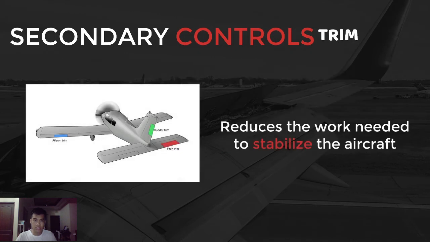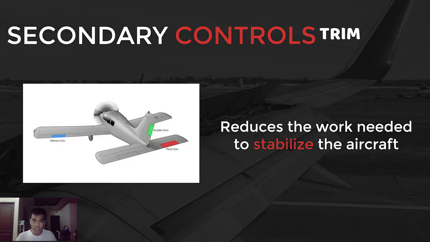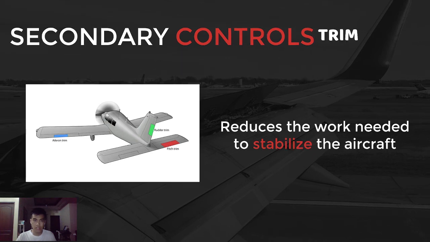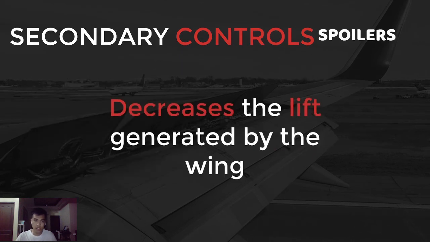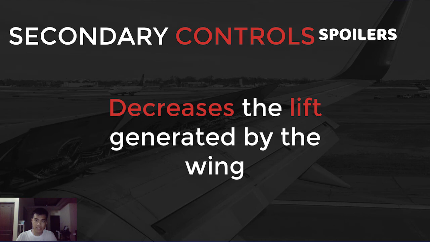Next, let's proceed to the trim tabs, which reduce the work needed to stabilize the aircraft by counteracting the aerodynamic force produced by the primary controlled surfaces. It lets the pilot lighten the grip on the yoke since it helps in adjusting the said inputs. The next is the spoiler, which decreases the lift generated by the wing. This allows the aircraft to slow down as it prepares for landing.